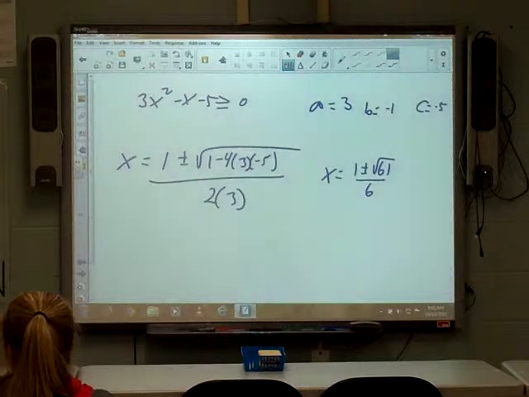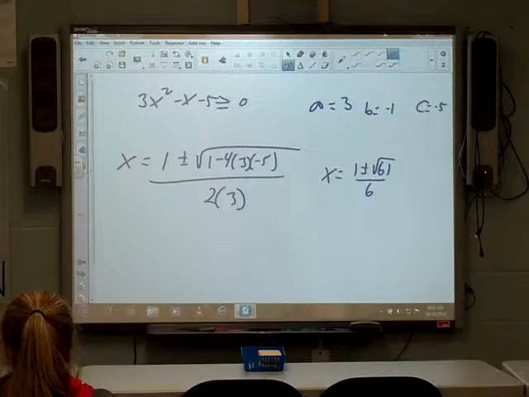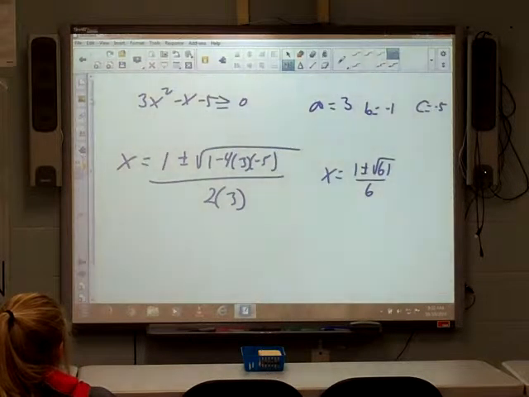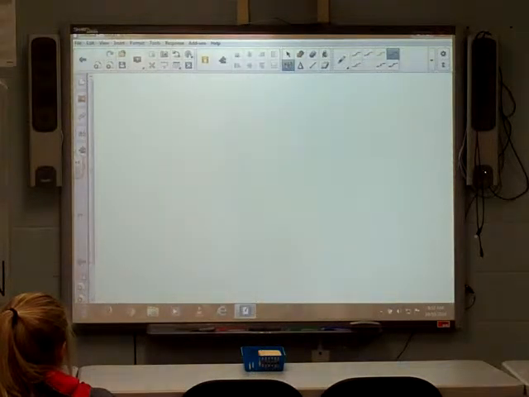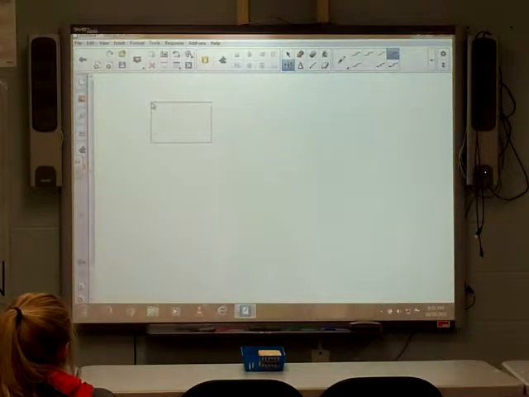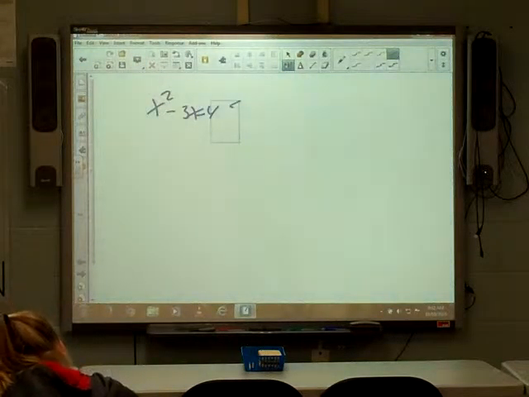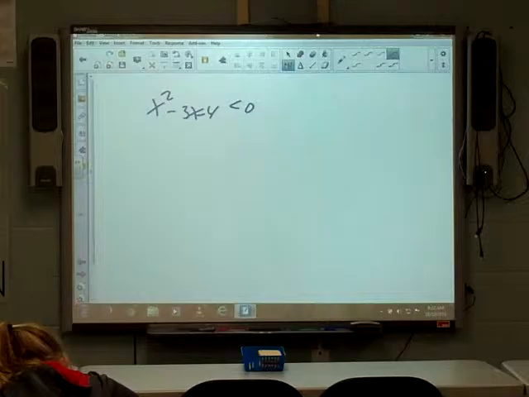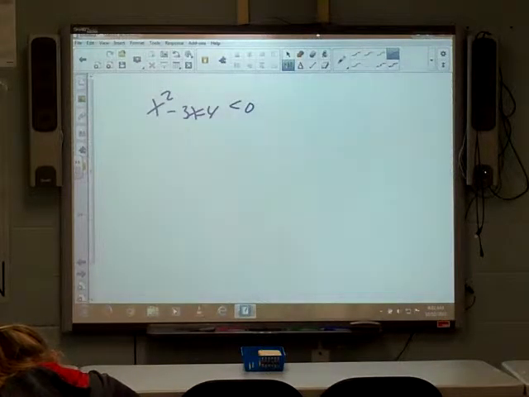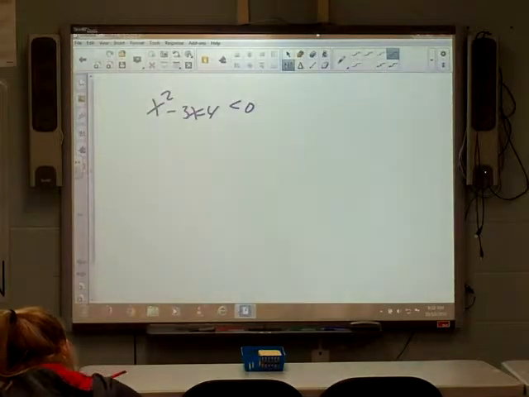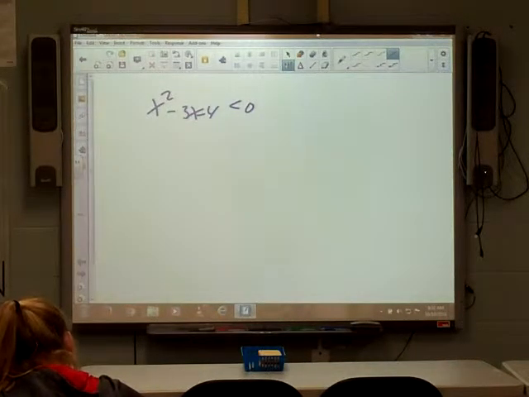Alright, let's look at another one of those. This one's easier. I got x squared minus 3x minus 4 is less than 0. Alright, you can use the quadratic formula on this one. I'm not going to. This one I can actually factor. So I'm going to do this one by factoring.